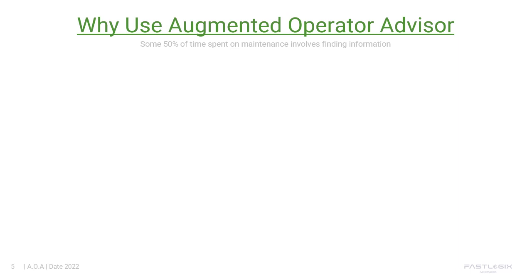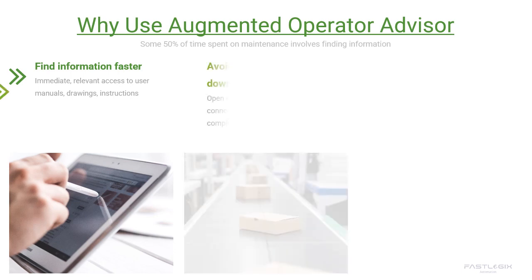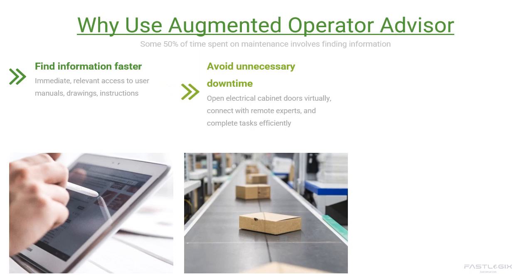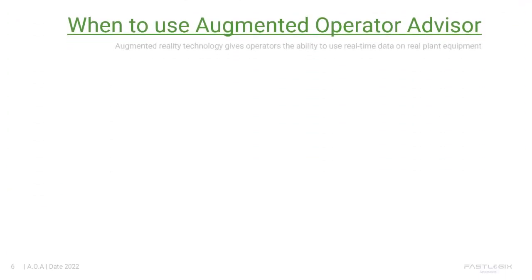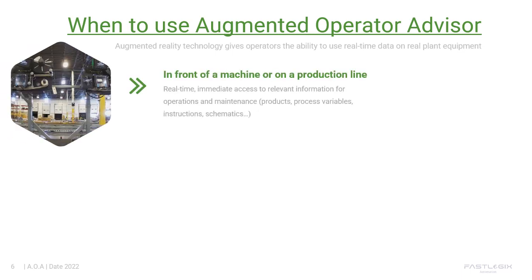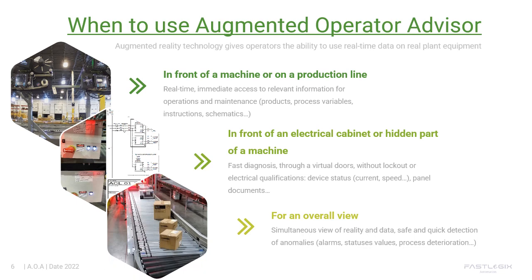Augmented Operator Advisor should be used by any organization that wants to have immediate access to information needed for better performance, strives to minimize unnecessary downtime of operation, and reduce operator errors. Augmented Operator Advisor is used to access real-time data of real facility equipment, for instance, in front of a machine or a production line, in front of an electrical cabinet or a hidden part of a machine, or for an overall view of a particular area.